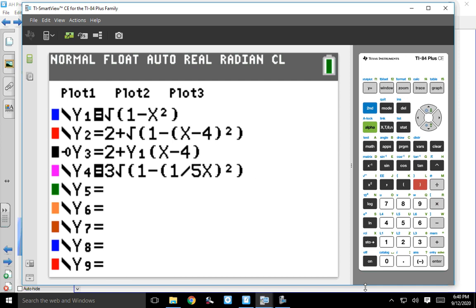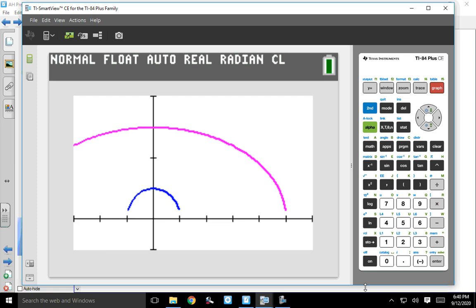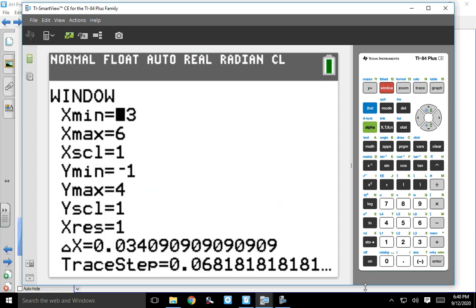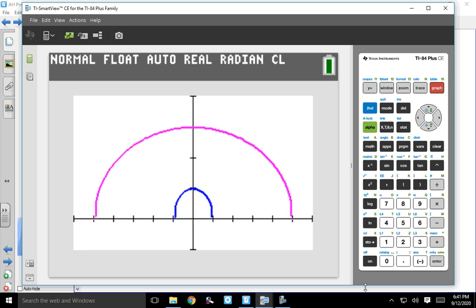Now let's go ahead and graph that. Again, oops, I need to change my window, don't I? Let's fix our window here. So let's go from -6 to 6, that will be fine. And graph that. There we go.